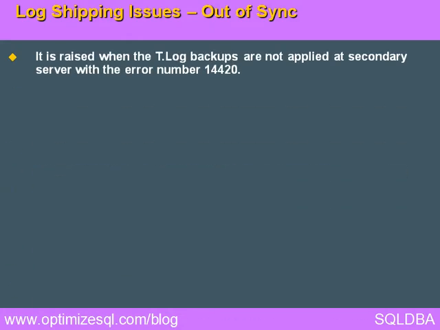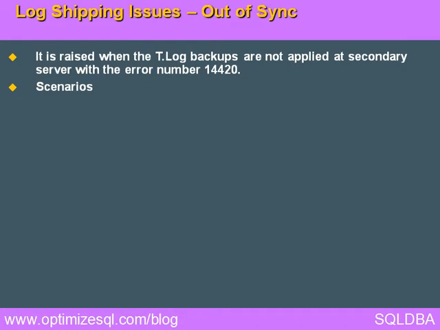Observe here: it is raised when the transaction log backups are not applied at the secondary server, with error number 14420. Change there, 21 is there, I think, in the printed copy. It should be 20. On the primary server we get 20. On the secondary server, if copy or restore is not happening, the alert raises error number 14421, but here in primary, 20.